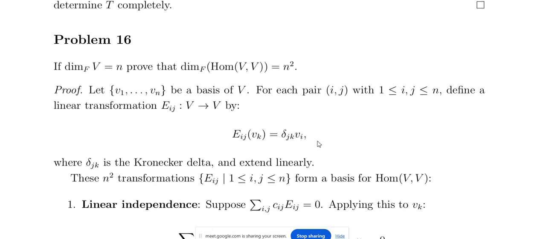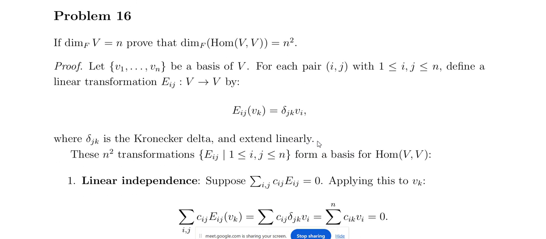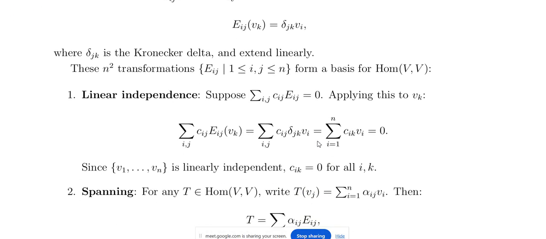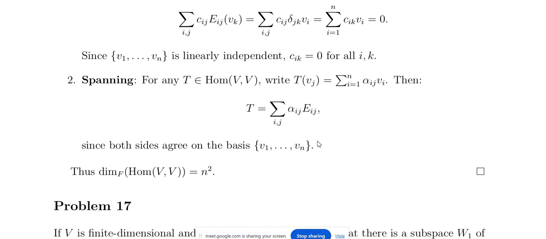And another very important problem, which you mostly see as an example: if the dimension of V equals n, then the dimension of the homomorphisms of V into V is n square, that is n into n. Okay, it's a very simple proof.